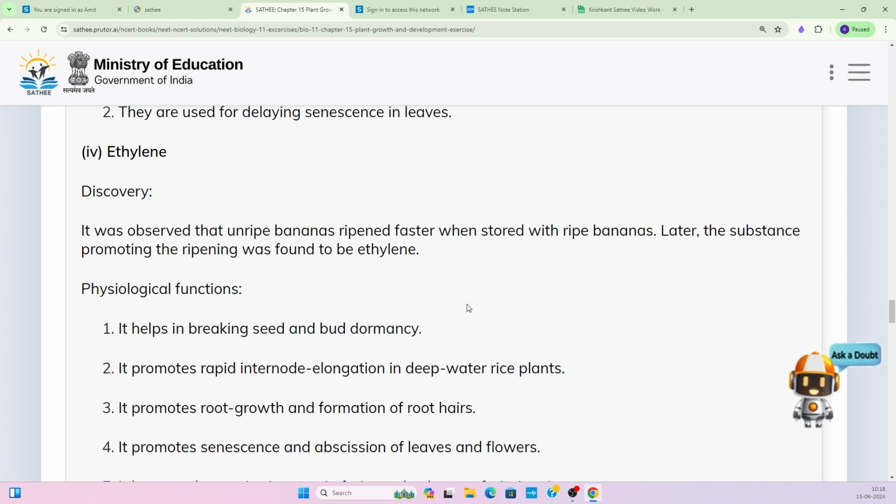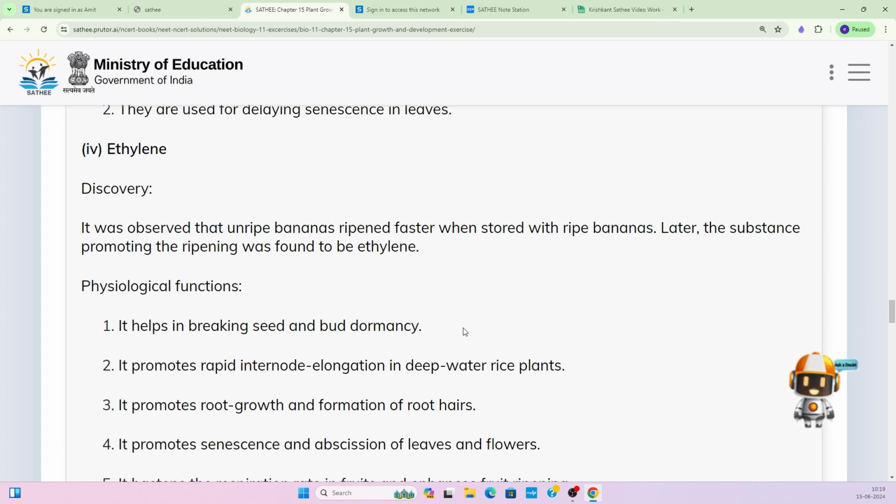So it was discovered that the unripe banana ripened faster when stored with the ripe banana. Some of the ripe banana is kept with the unripe banana, so you see that the unripe banana gets ripened very fast. So later the substance promoting the ripening was found to be ethylene. Some of the substances coming out from the ripe banana are in the gaseous form, that is the ethylene, right? And it was later discovered that this ethylene gas was coming out from the ripened banana.